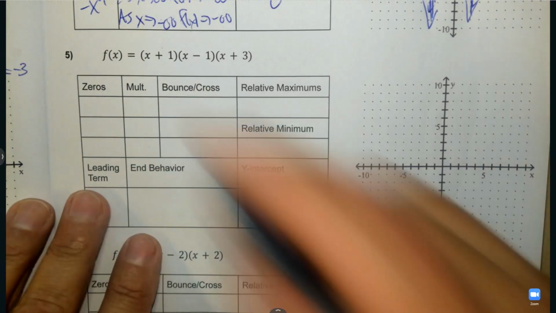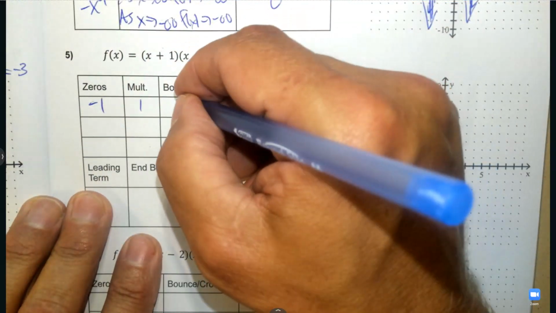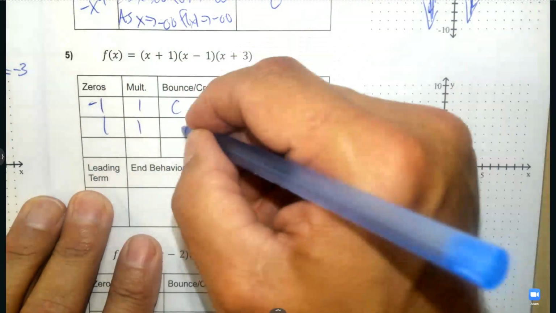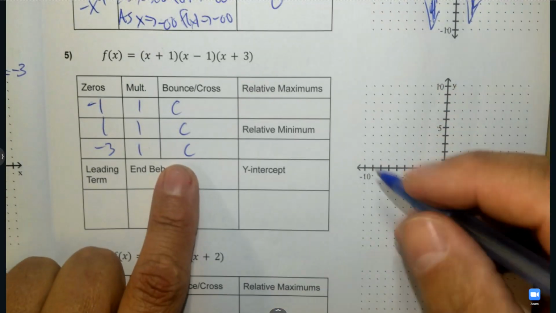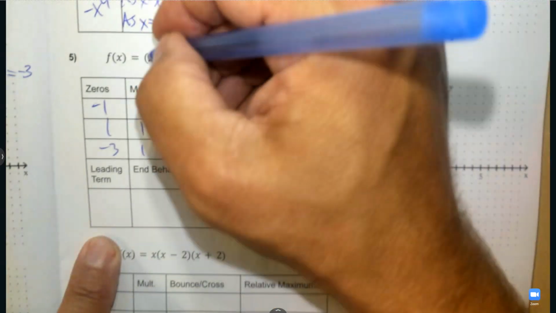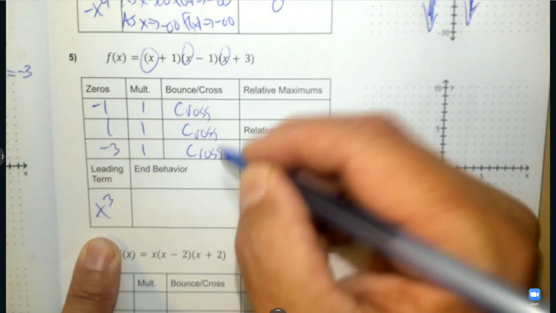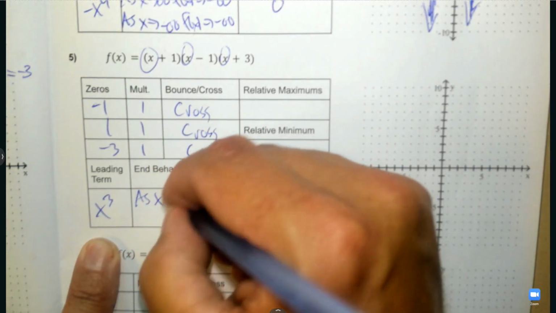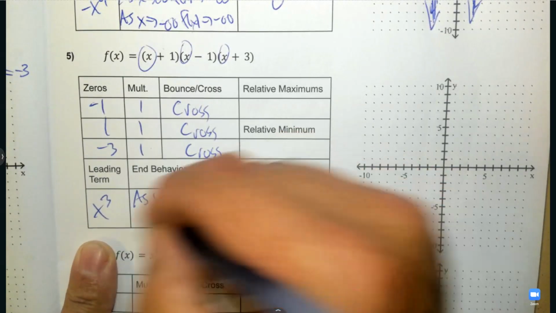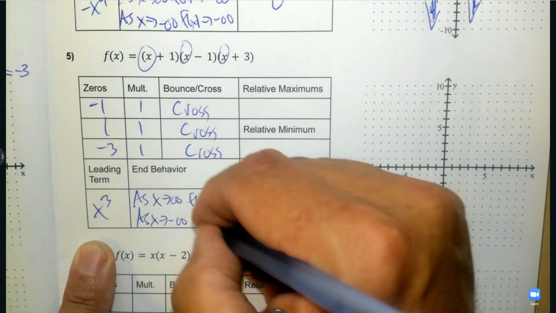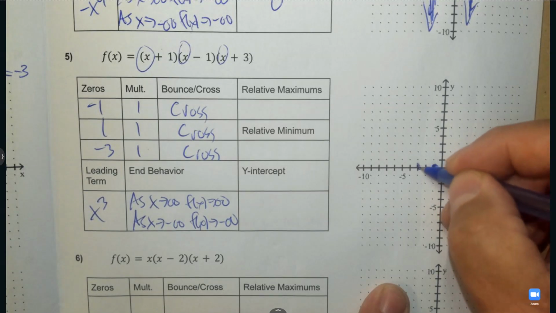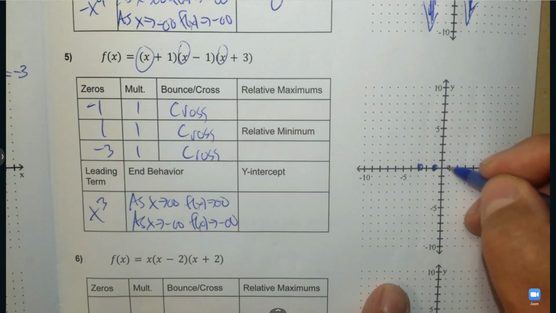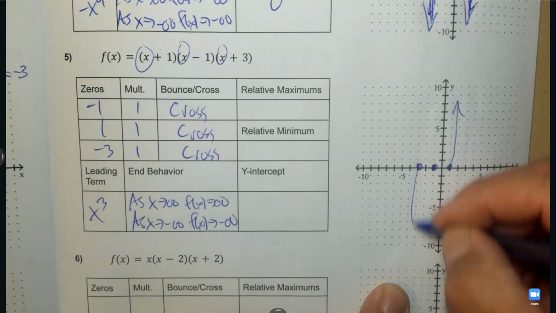Zeros. Negative 1, 1 through negative 1, odd crosses. Positive 1, odd crosses. And then negative 3, odd crosses. If I go x times x times x, that gives me where the ends are going. So the right end goes up and the left end goes down. So I have negative 1, I have negative 3, and I have positive 1. And I know this end goes up and this end goes down.